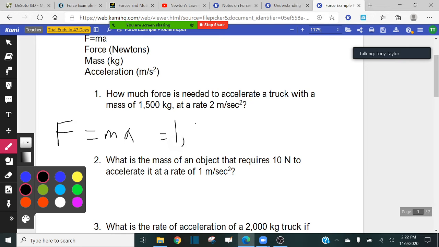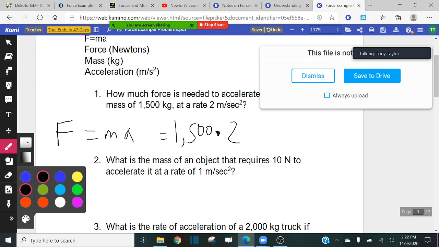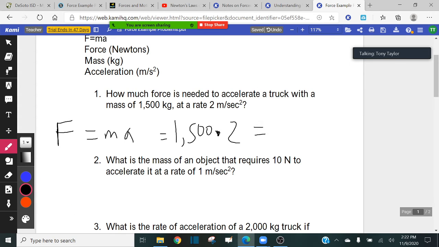What is the mass of our truck? Our mass of our truck is 1,500 kilograms times acceleration, which is 2 meters per second squared. So 1,500 times 2 gives me a force of 3,000 newtons. So always write your units, guys, on your answers whenever you're writing it out. Any questions?